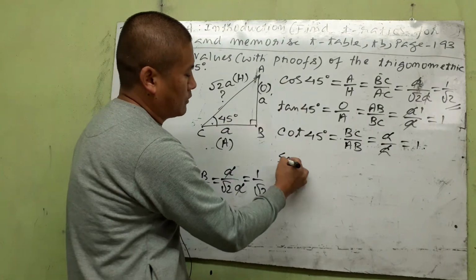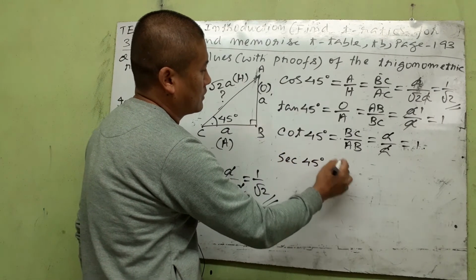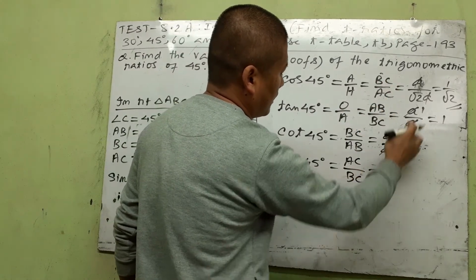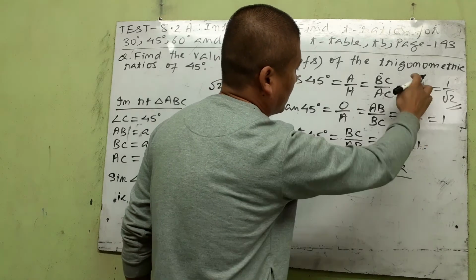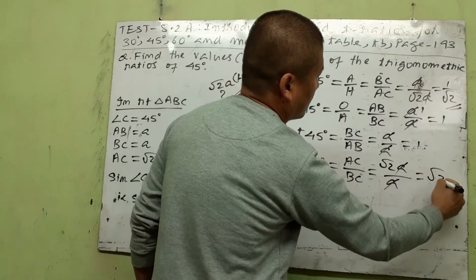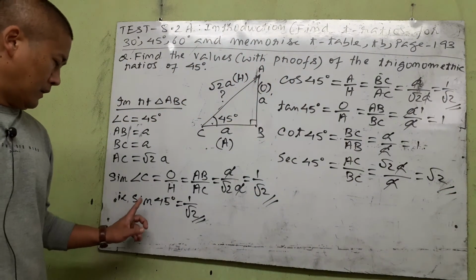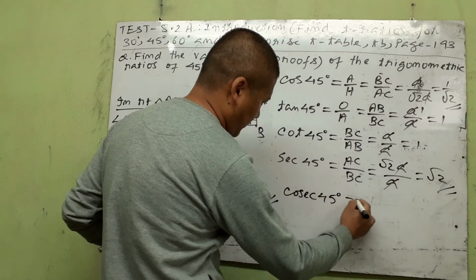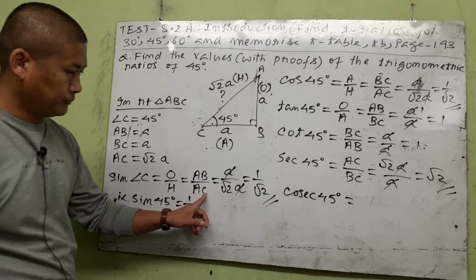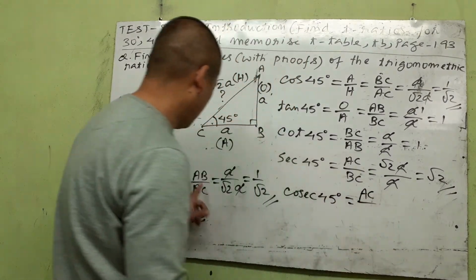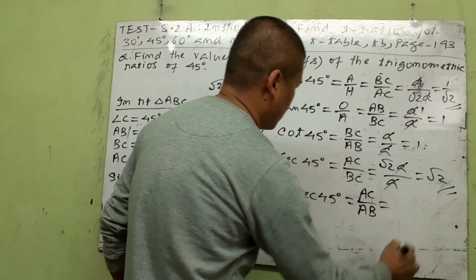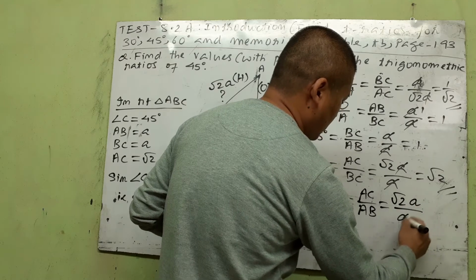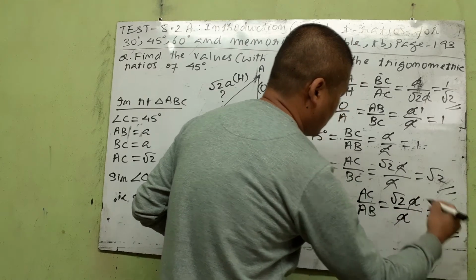Reciprocal of cos is sec. We know that sec 45 degree: reciprocal means AC will go up, BC will come down. So here root 2A will go up and A will come down. So cancel means root 2 is the value. Finally, the reciprocal of sine is cosec 45 degree. So reciprocal means AC will go up and then AB will come down. So root 2A will go up and A will come down. So these two cancelled means root 2.